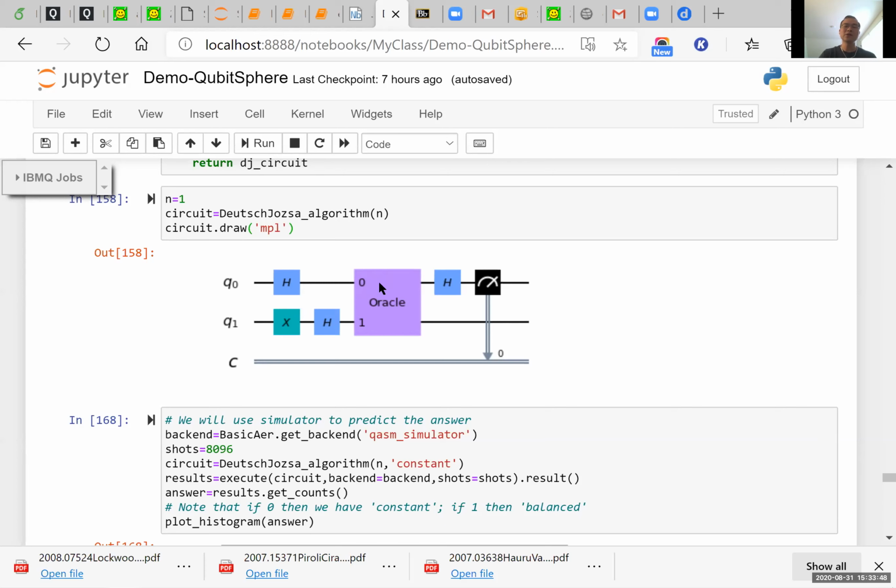And this is the function U of F. Whether it's balanced or not is really measuring in the plus and minus basis. But quantum computers only measure in a 0-1 basis. So I have to convert this by the Hadamard gate to the 0-1 basis, then I measure that. If it's a plus at this point, meaning that it's a 0 here, then it's going to be constant. And if it's 1, then it's going to be balanced.